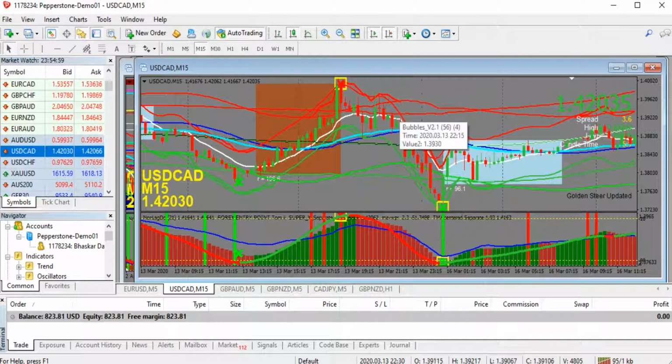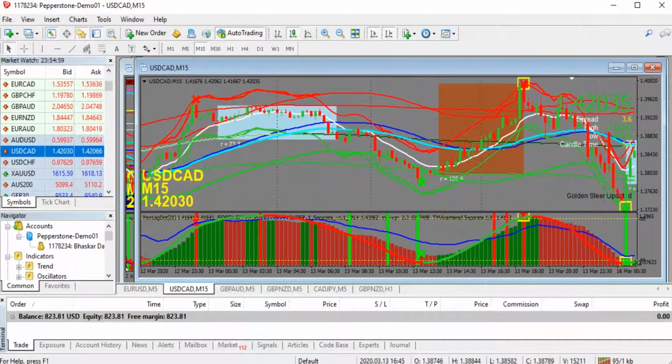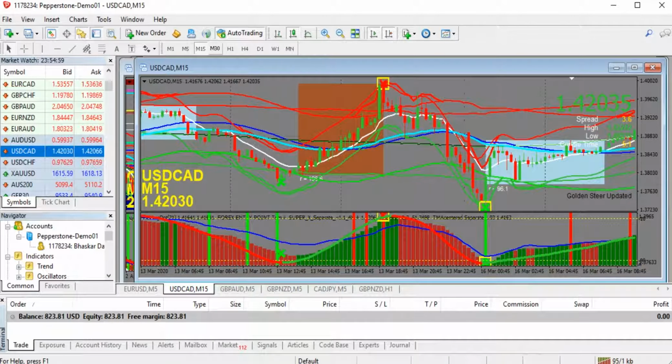You have another bubble setup here. Look at this. Look at the progression. See how progressive it is. It's not an uptrend or downtrend, it's more of sideways here on the 5 minute, on the 15 minute.